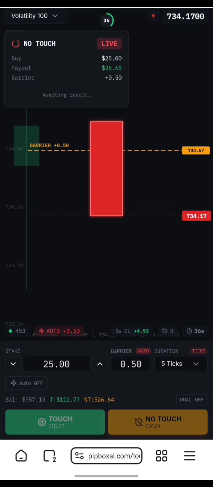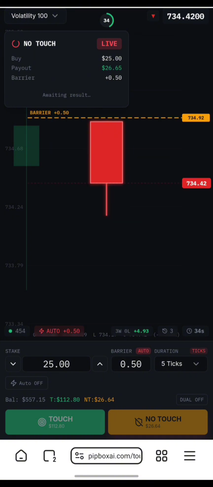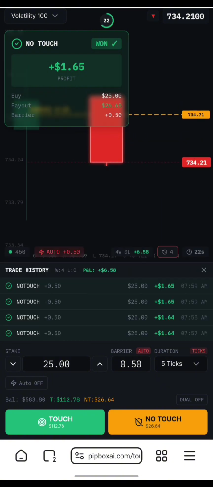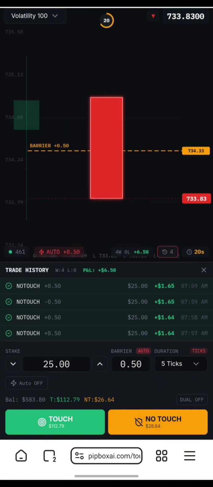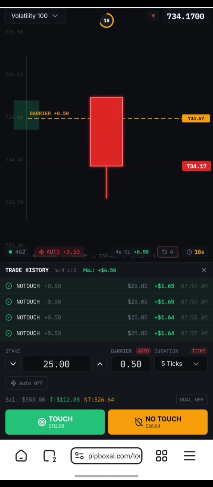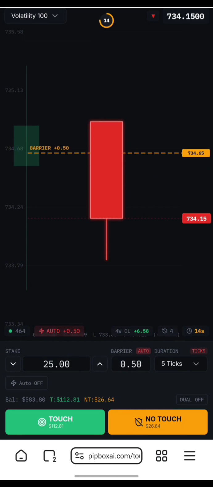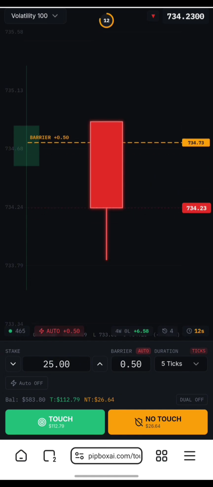Okay, let's wait for 5 ticks. Remember, we had our duration at 5 ticks. Okay, and let's see if you're going to make that profit. And you see we have made that profit, guys. You can realize that I am up 6.58 USD. So if you want to make money with this strategy, this is the strategy you are to use.